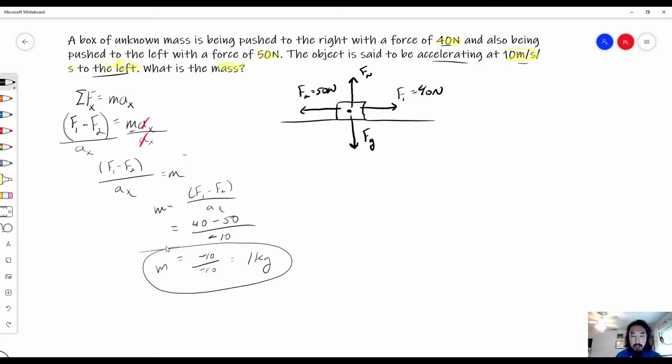All right, and if we know that the mass is 1 kilogram, we know we can find the weight. 1 times negative 10, the weight is negative 10 newtons. And because there's no other forces on the y-axis, and we saw this in the previous problem, that'll make the normal force 10 newtons. All right, in the next problem, we're going to have two objects.